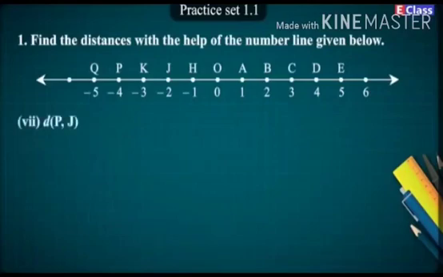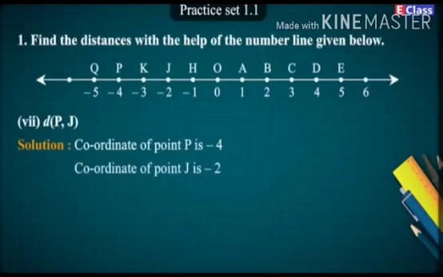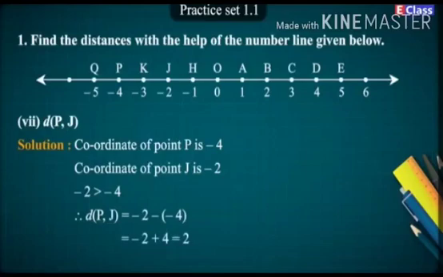7. Distance of PJ. Solution. Coordinate of point P is minus 4. Coordinate of point J is minus 2. Minus 2 is greater than minus 4. Therefore, distance of PJ is equal to minus 2 minus (minus 4), which is equal to minus 2 plus 4, which is equal to 2. Answer. Distance of PJ is equal to 2.